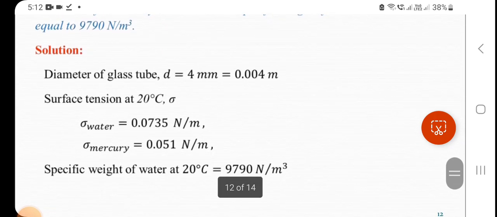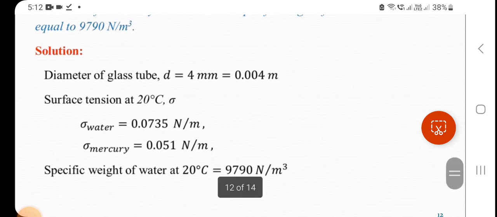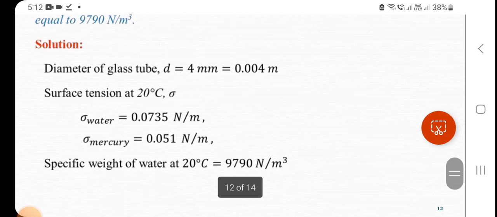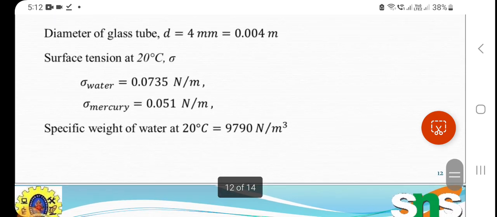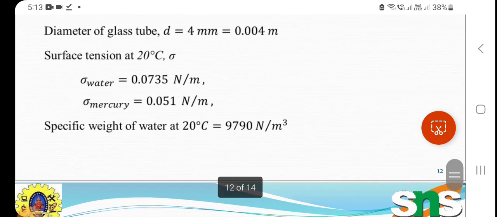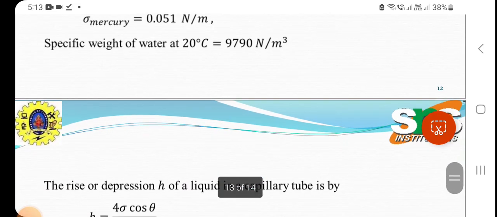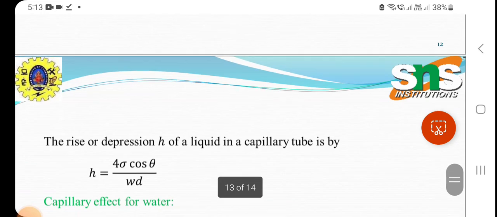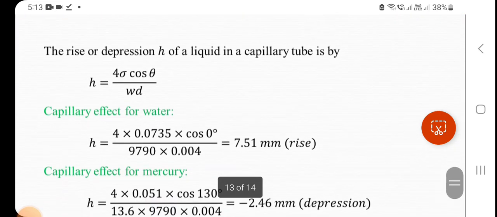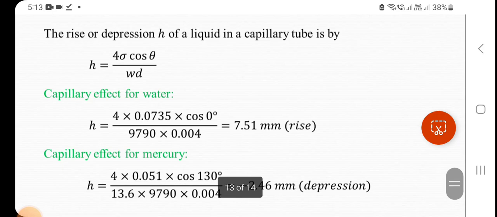Surface tension is denoted by sigma. h is equal to 4 sigma cos theta by rho g d. By using that formula we can find the capillary rise. The surface tension at 20 degrees Celsius for water and mercury is given, and the specific weight of water is also given. From that we can find the density of the liquid. So the capillary effect is 4 sigma cos theta by rho g d, or it can be written with specific weight w. The specific weight is directly given, so you can directly substitute.